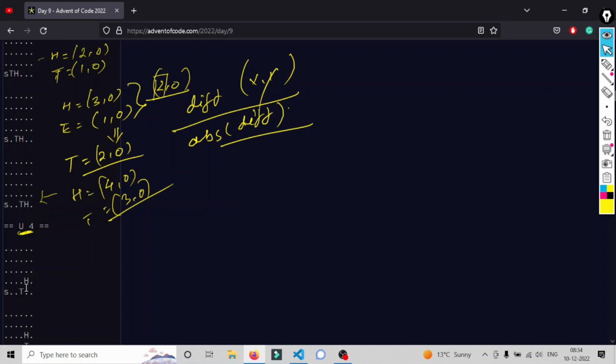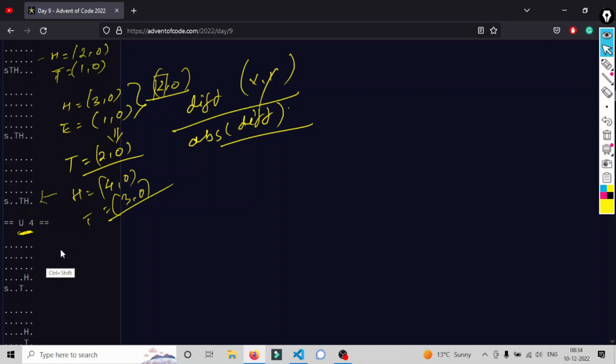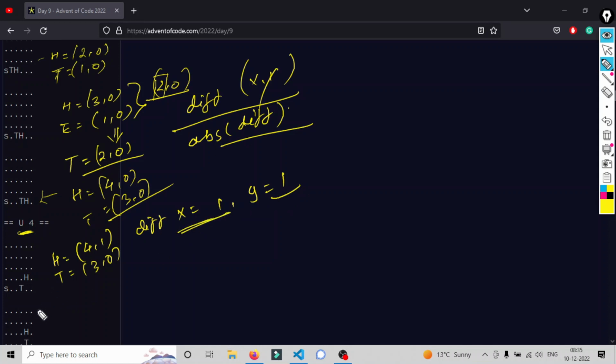So here, if you see, the updated head position is 4 comma 1. Tail position is again 3 comma 0. Find out the difference. What is the difference? The difference of x is 1 and y is again 1. It is not more than 1, right? So the tail will not move anywhere.